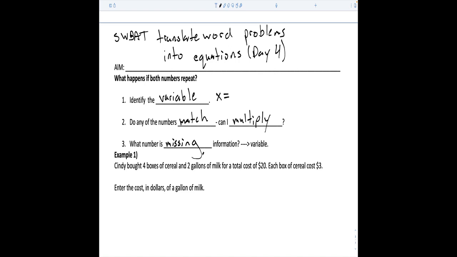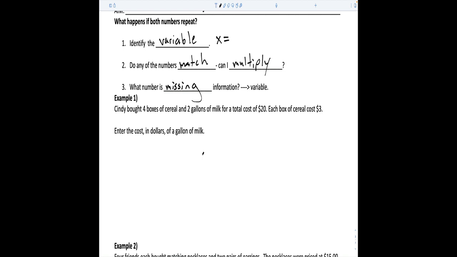Example 1, can you read it for me, please, Kiana? Cindy brought 4 boxes of cereal and 2 gallons of milk for a total cost of $20. Each box of cereal cost $3. Enter the cost in dollars of a gallon of milk. First step, what am I looking for? Talk to your partner, 15 seconds, give me a variable. Go.